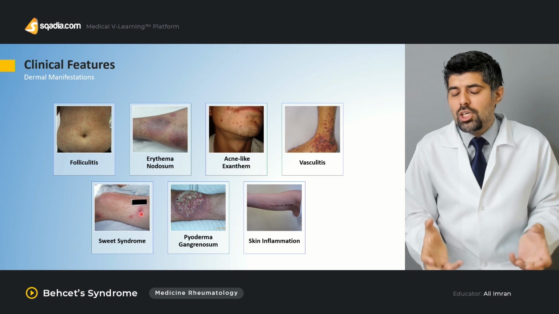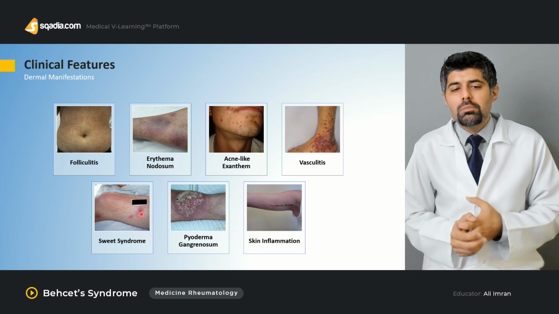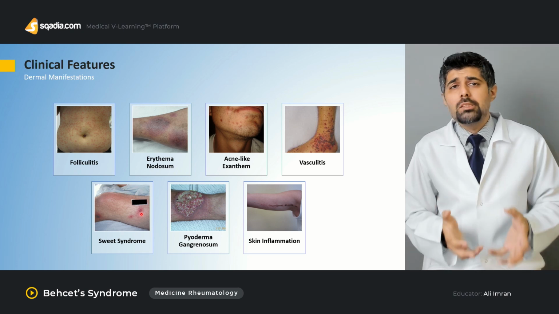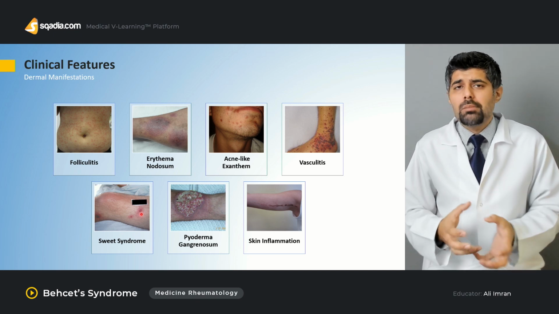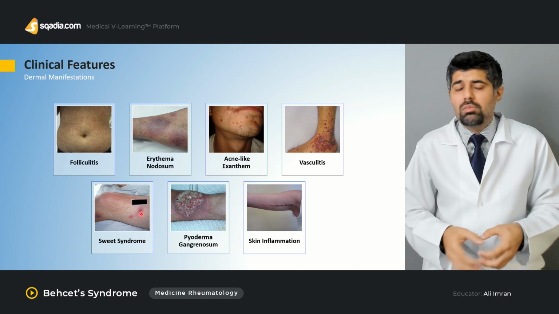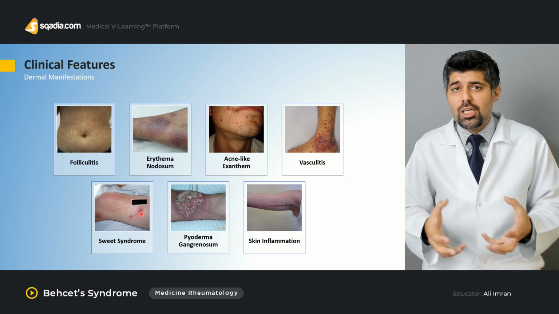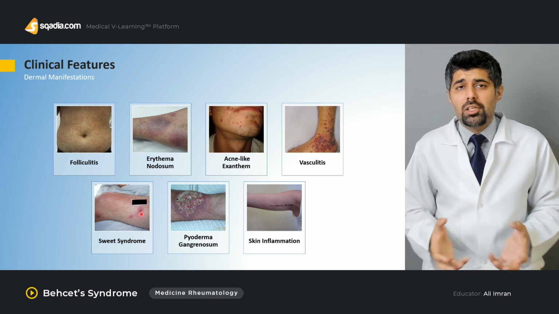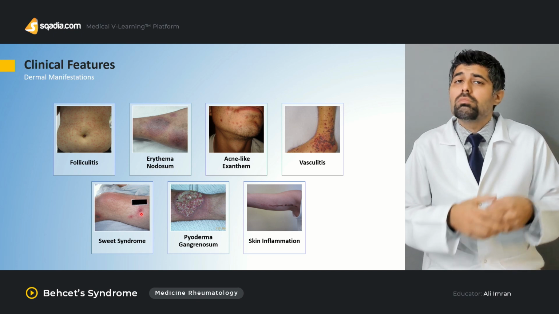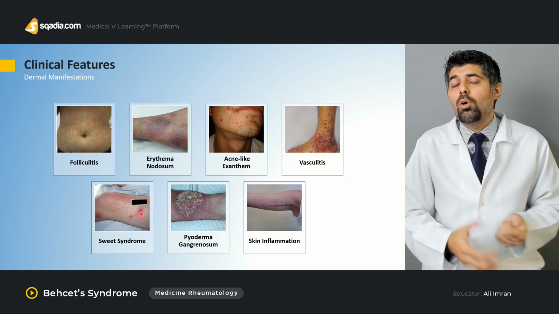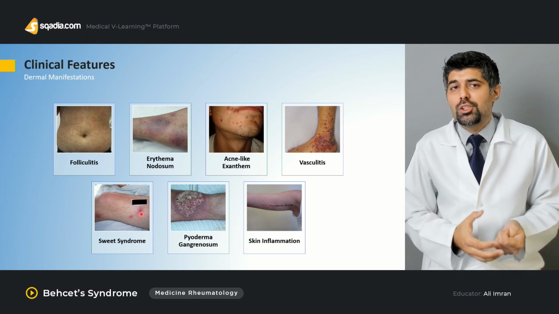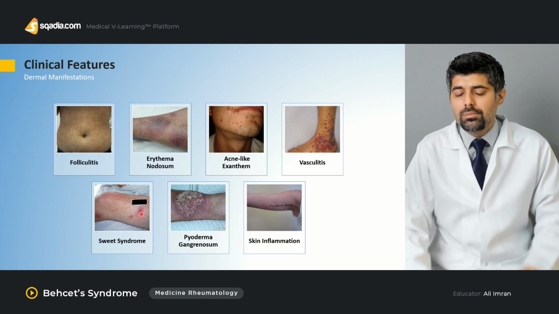Next, we have general skin inflammation. Sometimes, instead of all of these manifestations, patients simply present with skin inflammation. That is, the skin is red and itchy, with a well demarcated rash, and these other more severe or more complicated or well described manifestations do not appear.